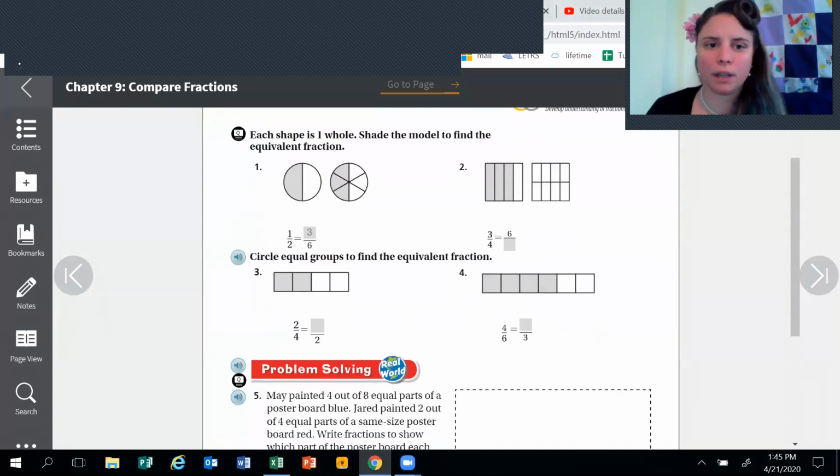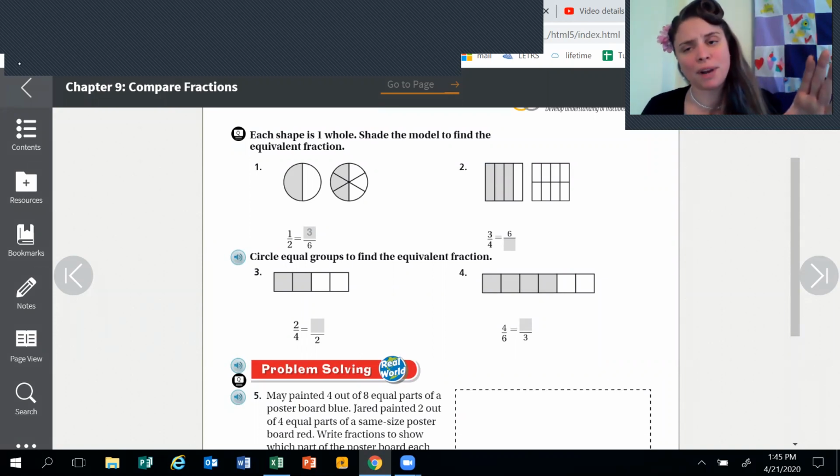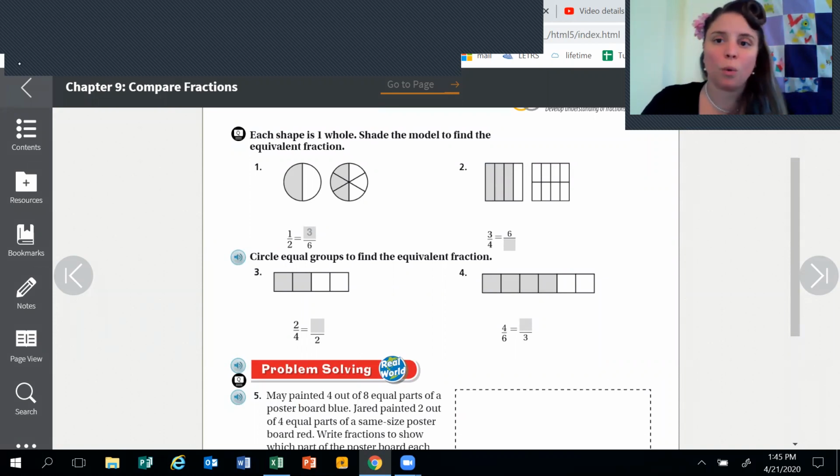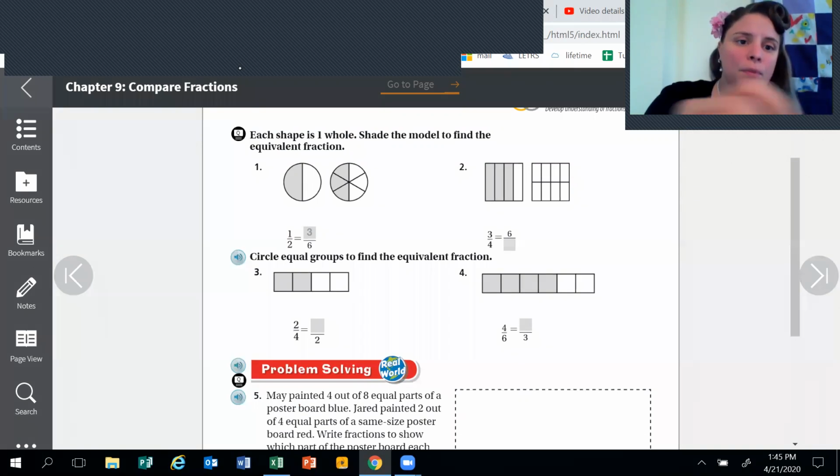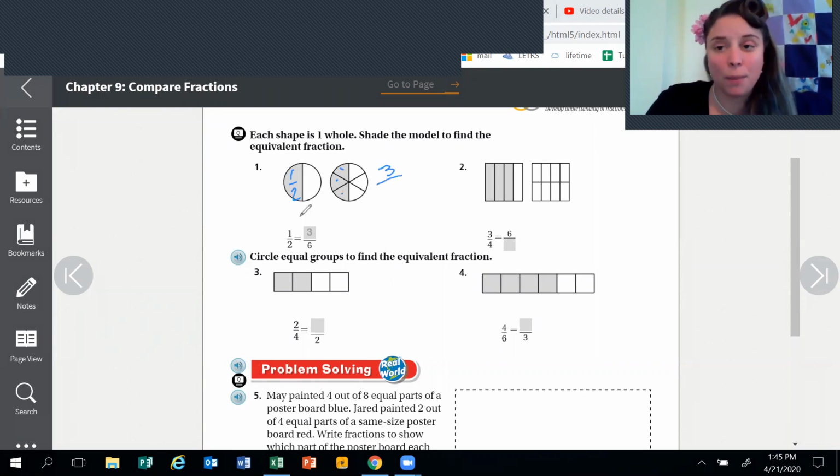So what you're doing is the same thing we did yesterday: you're telling me what is the equivalent fraction of what has been shown. So if you look at number 1, this one is 1/2, and this one is 1, 2, 3 out of how many? 6. So we know that 1/2 equals 3/6.